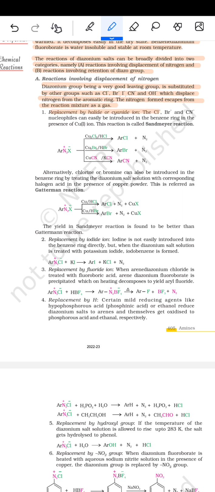फिर replacement by the halide or the cyanide ion. The Cl-, Br- and CN- nucleophiles can easily be introduced in the benzene ring in the presence of Cu(I) ions. This reaction is called the Sandmeyer reaction.